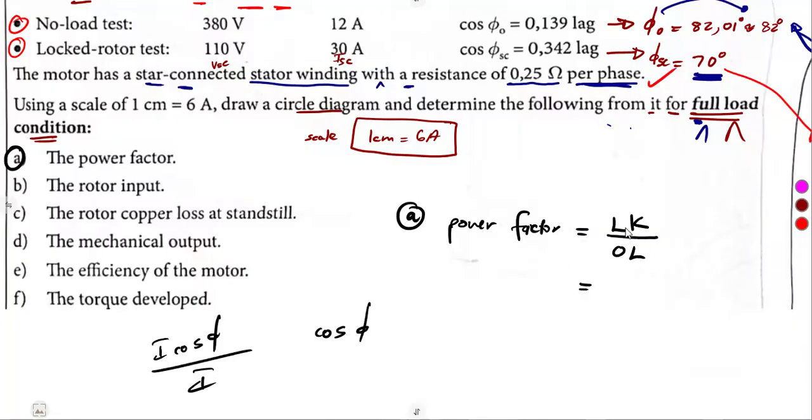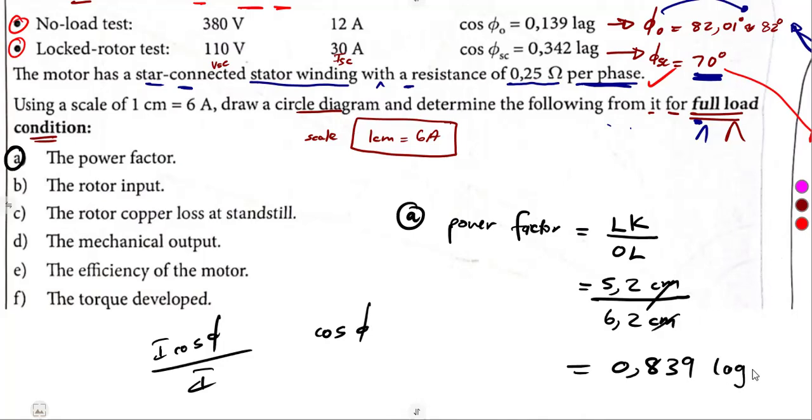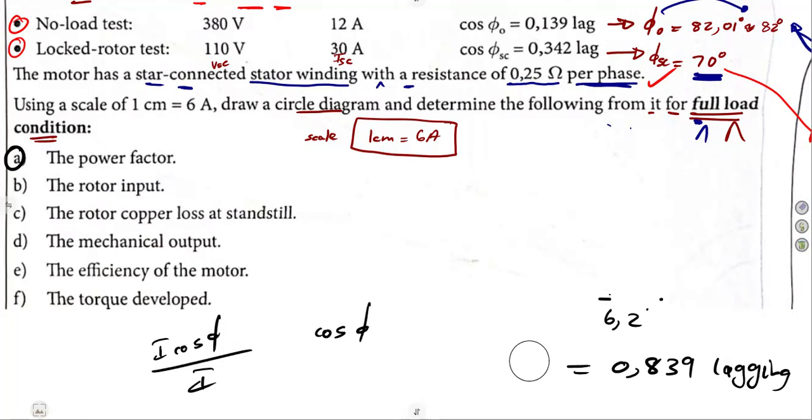So you measure the distance from L to K, approximately, that was going to give us 5.2 centimeters. Then the length of OL was approximately 6.2 centimeters. So that was going to give us 0.839. Remember, for this power factor, guys, the current is lagging the voltage, all right? So that was our corresponding power factor.